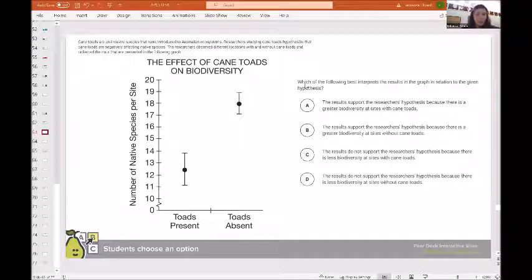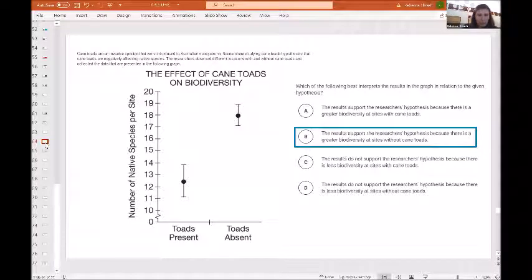All right, guys, it looks like you got it. So if we look at this diagram here, we can see that the average number of native species when toads are present is between 12 and 13, the highest around 14, the lowest around 11. And in the absent area, there's this huge increase with no overlap of these bars, right? So it absolutely is true that cane toads negatively affect native species because there's greater biodiversity without the cane toads.